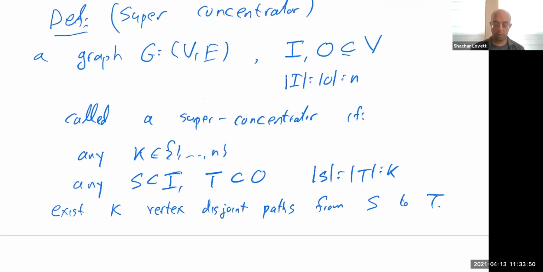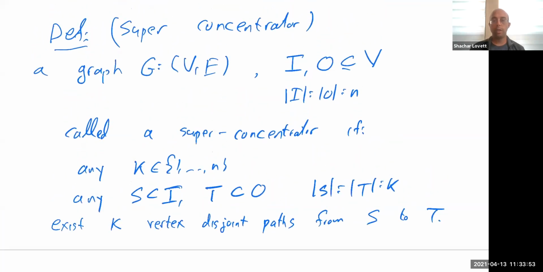Okay, so let's look at this definition for a second. For a minute we forget about algebra. This is a definition of a specific graph structure. We have a graph G, and we choose two specific sets of nodes I and O of some size n. We say this graph is a super concentrator if the following holds: take any subset of I and subset of O of the same size k, and we can find k vertex disjoint paths from S to T.